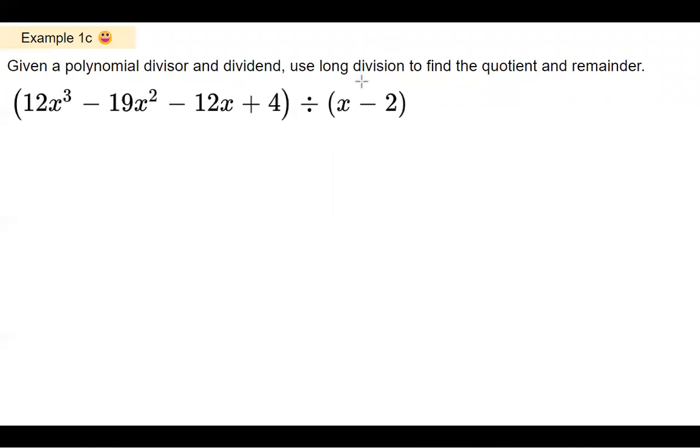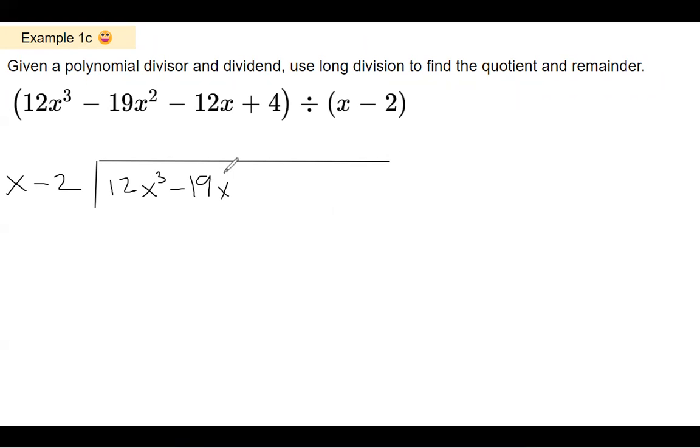So we're going to go ahead and put our divisor outside. Let me make some space. Here's my house, x minus 2 outside. What goes inside? 12x to the power of 3 minus 19x squared minus 12x and plus 4. Okay, Brianna, pass it on.